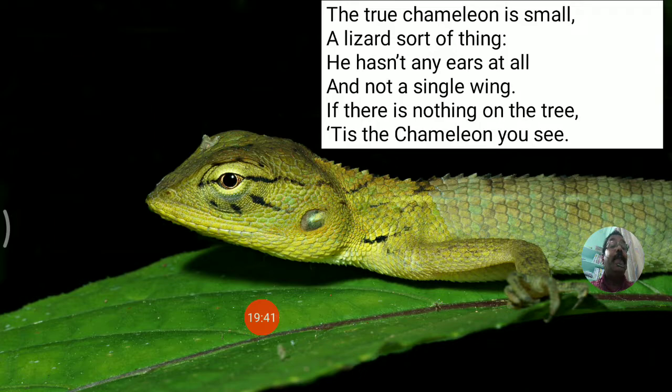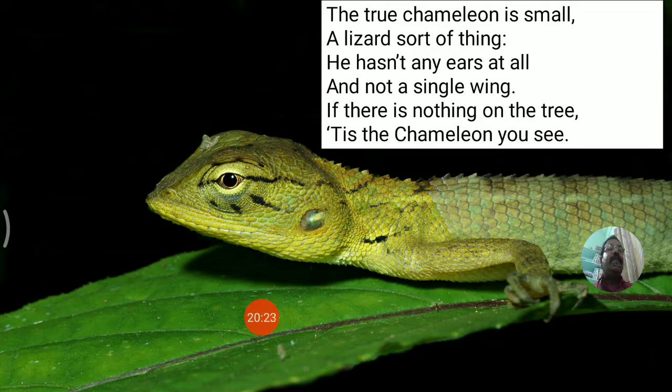It hasn't any ears at all. It hasn't any wings. And you are looking at a tree and you are not seeing any creature initially. You think that it is empty of any living creatures, meaning no creature is there. But if you look very carefully and find a creature there, then you can identify it to be the chameleon, because it has the technique of changing its color, right?